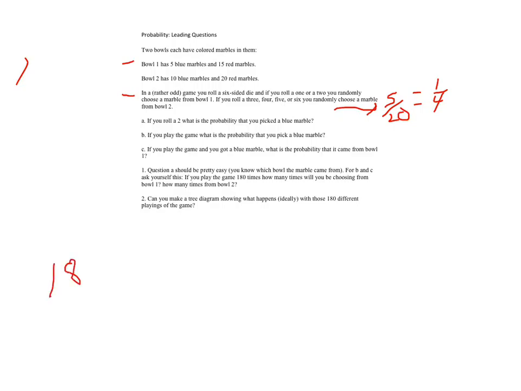So we start with 180 times. And since the probability of taking a marble out of bowl 1 is 1/3, that comes from rolling a 1 or a 2 on the 6-sided die. So probability of coming from bowl 1 is 1/3. So 60 times we'll take from bowl 1. And the other 120 times from bowl 2.